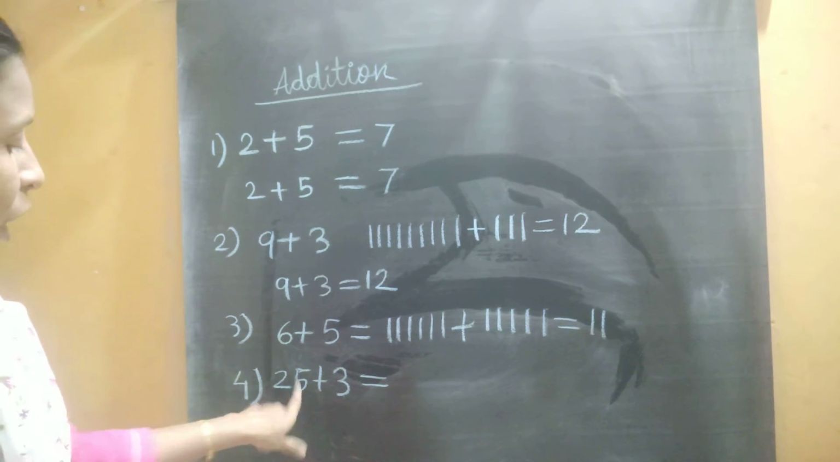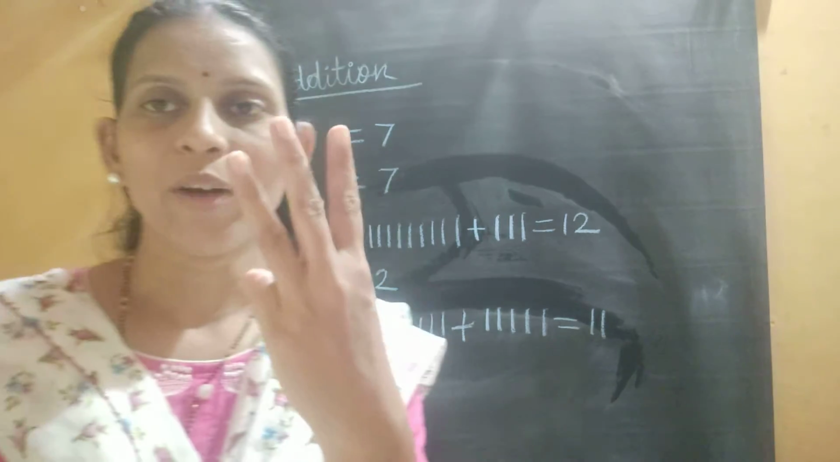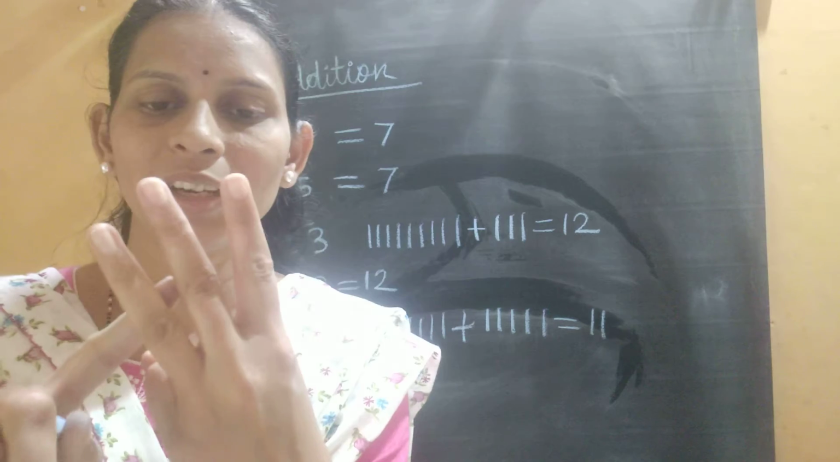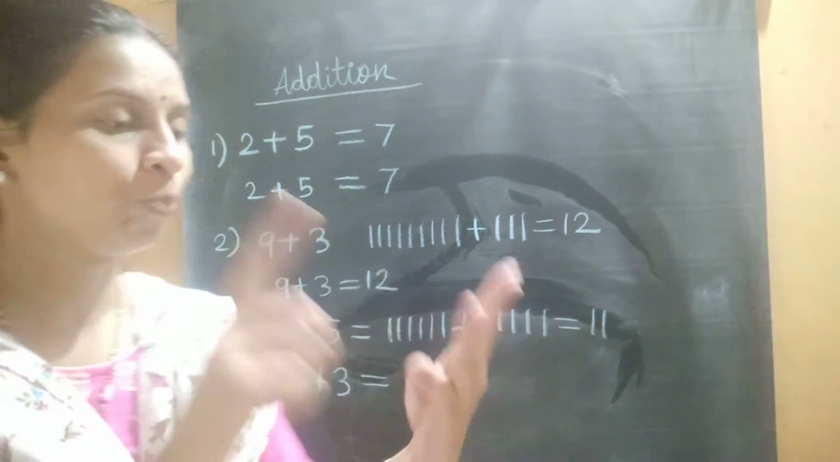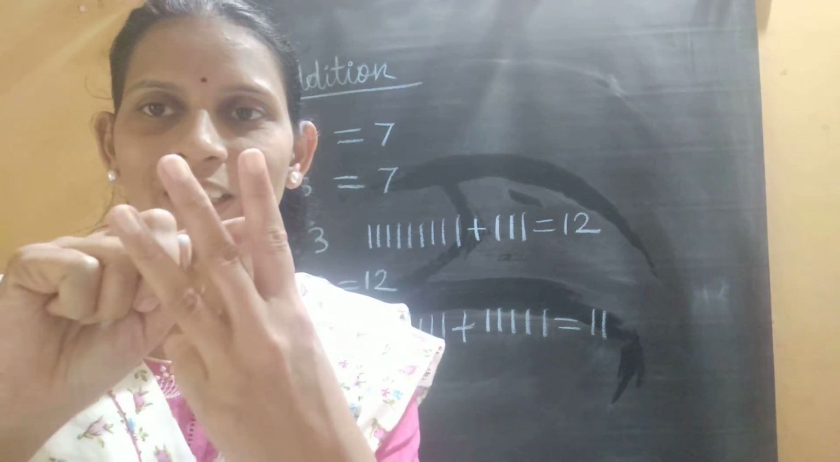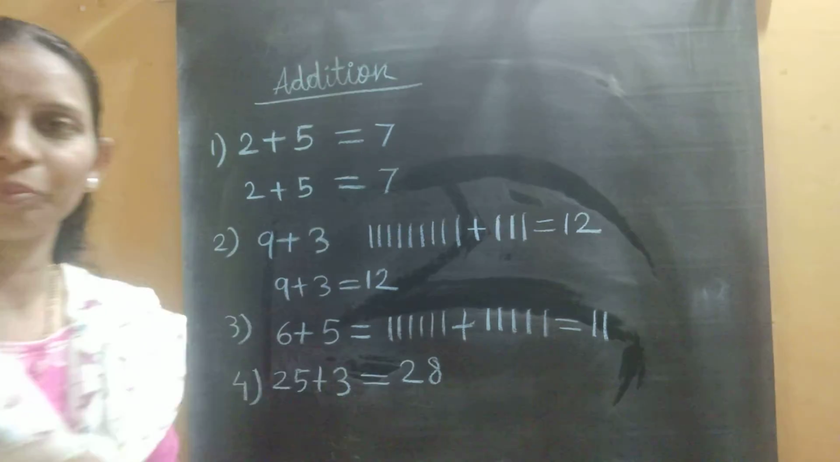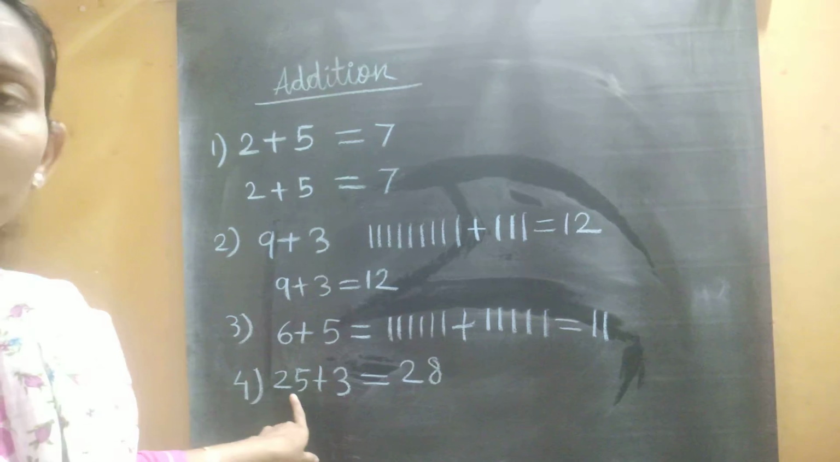Counting forward. So for 25 plus 3, you have to take only 3 fingers. No need to take all fingers. Only 3 fingers you have to take, and start counting from 25. 26, 27 and 28. So what is the answer? 28.